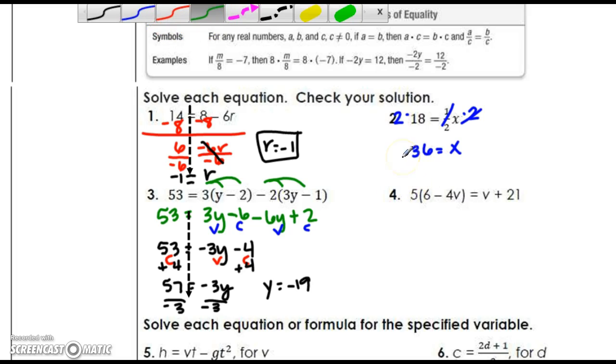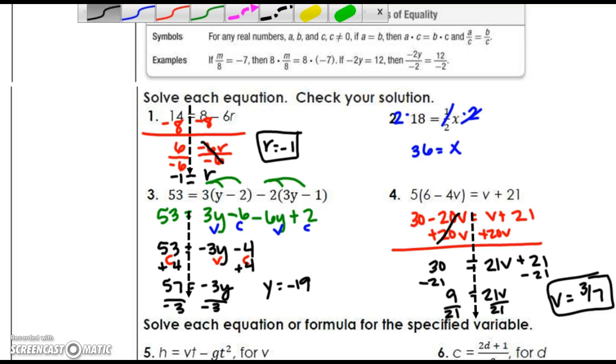So go ahead and try number 4 now. Pause and check when you're ready. All right, so let's go ahead and talk through this one. First step is going to be distributing. And we get 30 minus 20v equals v plus 21.